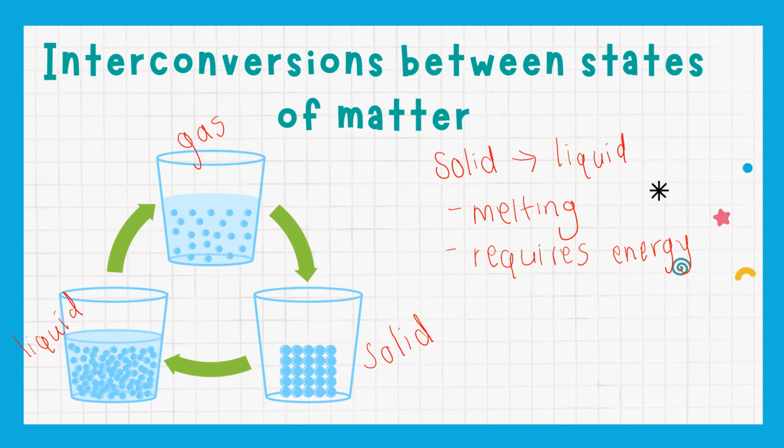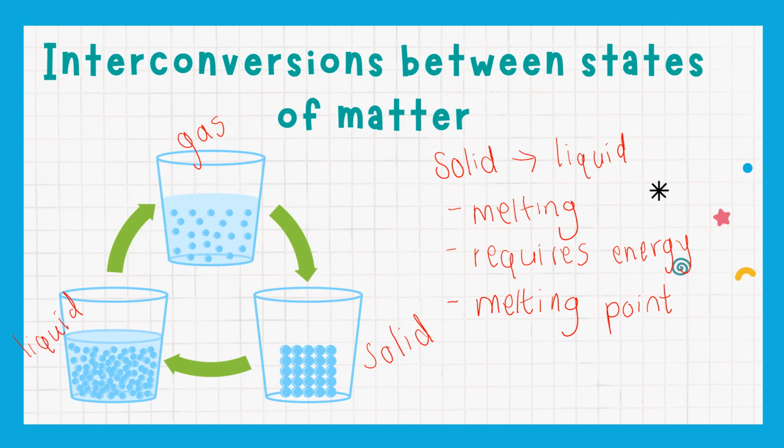Now, this happens at a very specific temperature, and we call that temperature the melting point. Okay, so the melting point is the temperature at which the solid will turn into a liquid.